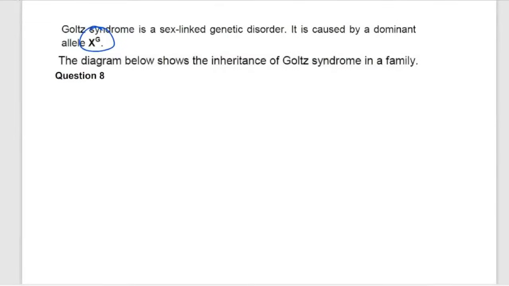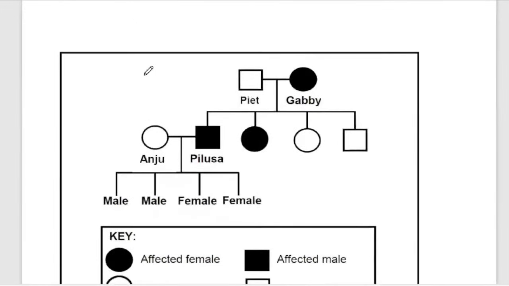But now let's go to A. Guys, the problem comes in when it is caused by a dominant allele. Okay, let's look at it. Is the syndrome sex-linked? You see, they have talked about it, but it's caused by a dominant allele. The diagram below shows this syndrome in the family. Now, how many generations are there? There are 3: 1, 2, 3.